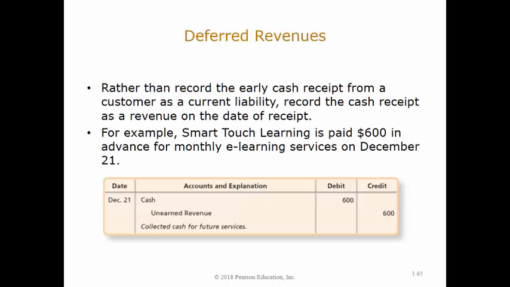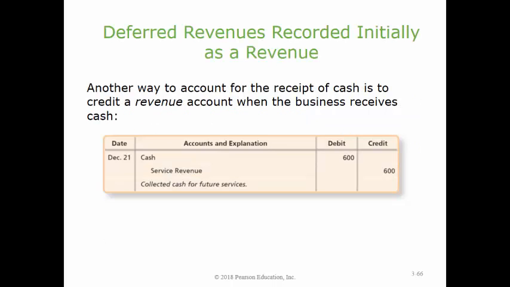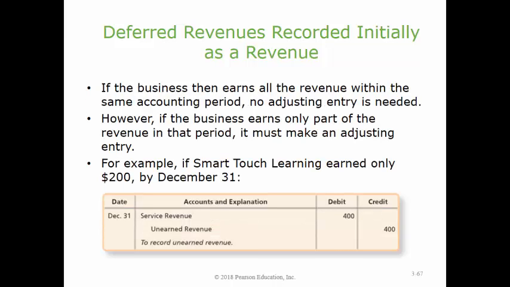The nature of most deferred revenues is that they have very short lives and are expected to be earned in the accounting period. Therefore, the accountant may record the entire amount as revenue instead of using the unearned revenue account. An adjustment will be made at the end of the accounting period if any of the service revenue has not yet been earned. Another way to account for the receipt of cash is to credit a revenue account when the business receives cash. If the business then earns all of the revenue within the same accounting period, no adjusting entry is needed at the end.